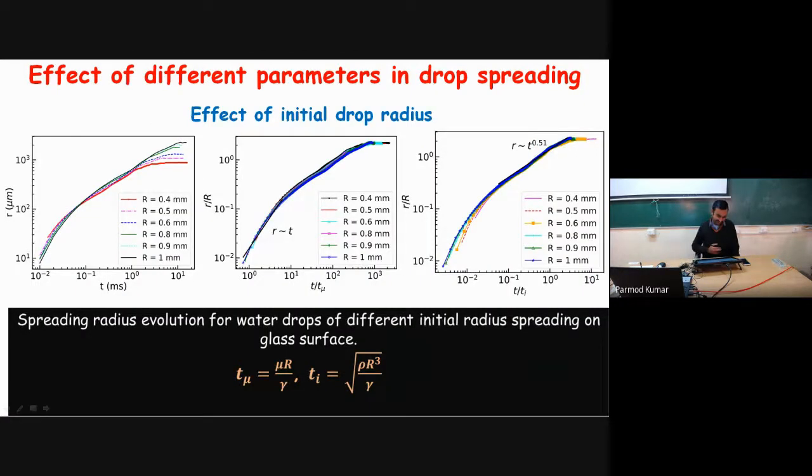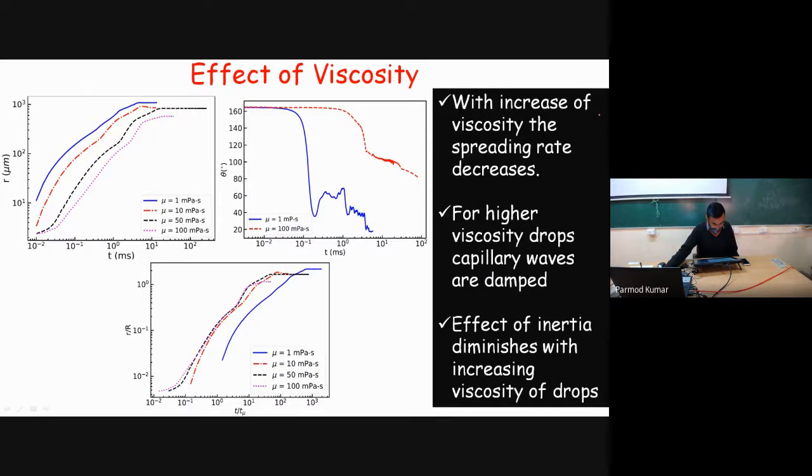Then we have seen the effect of different parameters. For example, this is the effect of the initial radius of the droplet. Then we used two different time scales, viscous and inertial, to non-dimensionalize, and we found that for all sizes of droplets, the initial dynamics is viscous dominant, and the later dynamics is inertia dominant. This is the effect of viscosity, how viscosity changes the motion of the contact line.